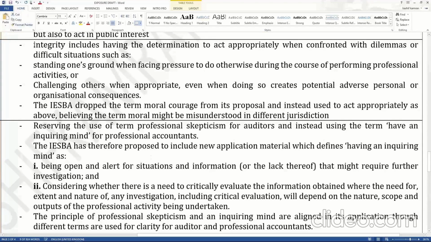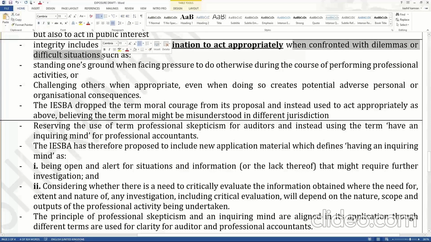Integrity includes having the determination to act appropriately when confronted with dilemmas or difficult situations. Is that a good definition the code of conduct has brought in? Determination to act appropriately. Integrity. When confronted with a dilemma or a difficult situation. Now, someone is bribing you. Is that a difficult situation? And determination to act appropriately.